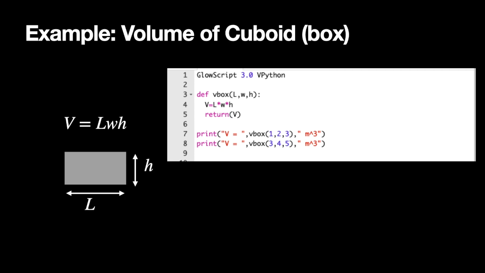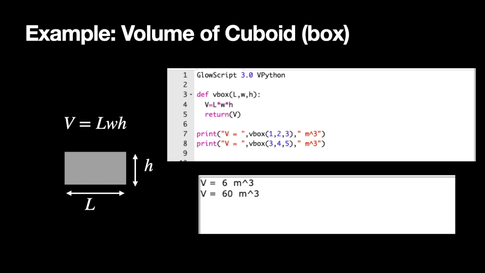And so just as an example, I run the function with values 1, 2, 3, and then I run the function with values 3, 4, 5, and I get an output of 6 cubic meters and 60 cubic meters. So that's just 1 times 2 times 3, and this is 3 times 4 times 5. Okay, so that's a function. And you can call it, right? I could call it with some values in there.